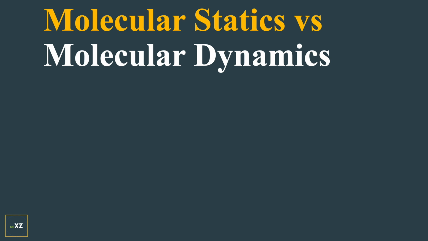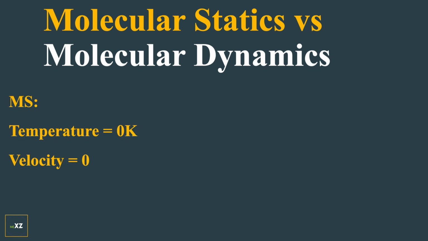Hi guys, today I want to discuss the difference between molecular statics and molecular dynamics. In molecular statics, the temperature is 0 Kelvin and the velocity that you give to the particles is 0, because as you know from the Boltzmann equation, 3/2 kBT equals half mv squared, so the temperature is directly proportional to the velocity squared of the particles. So if you want to do a simulation at 0 Kelvin, the velocity should be 0.